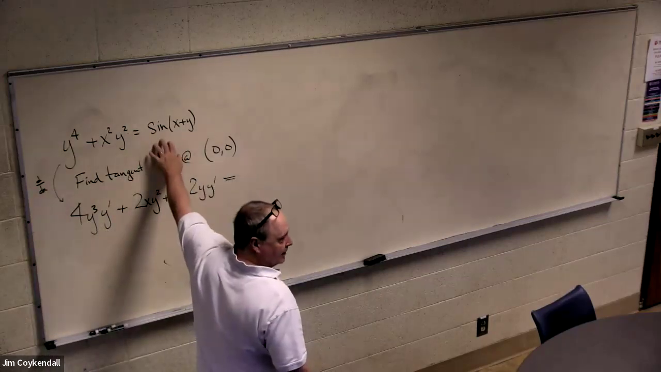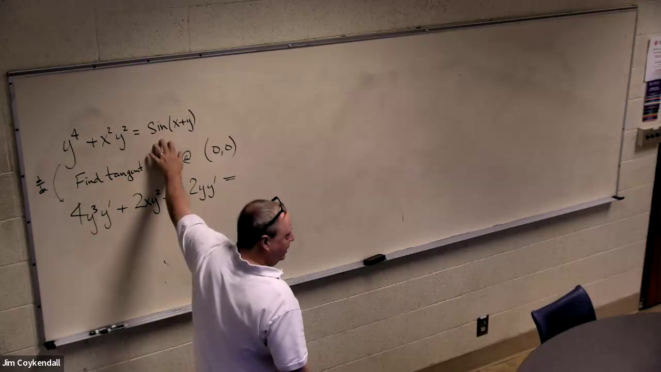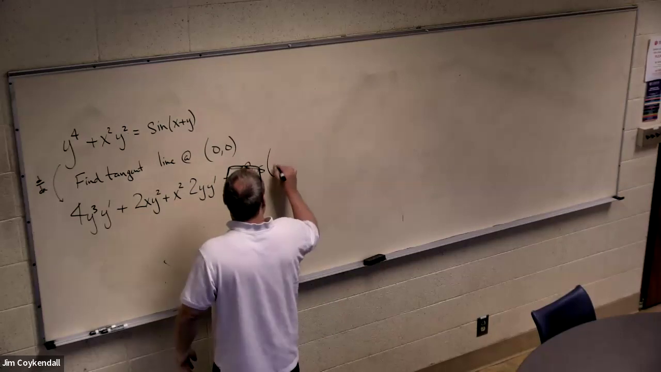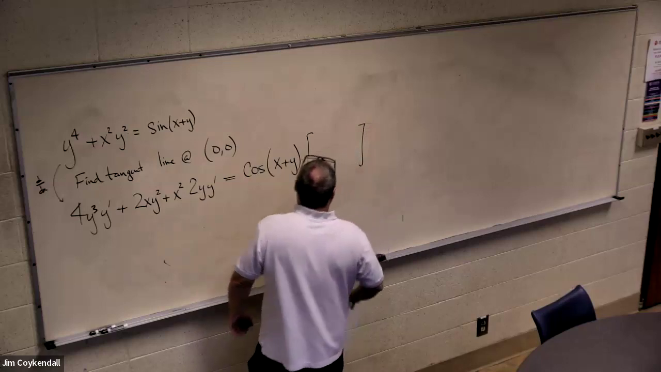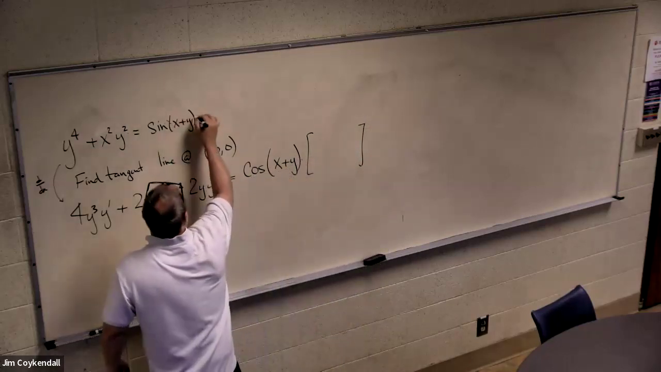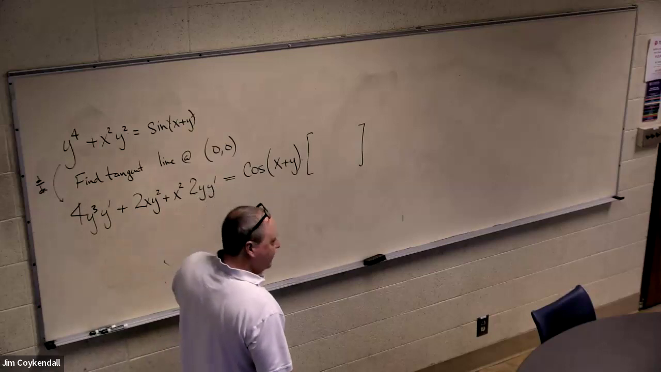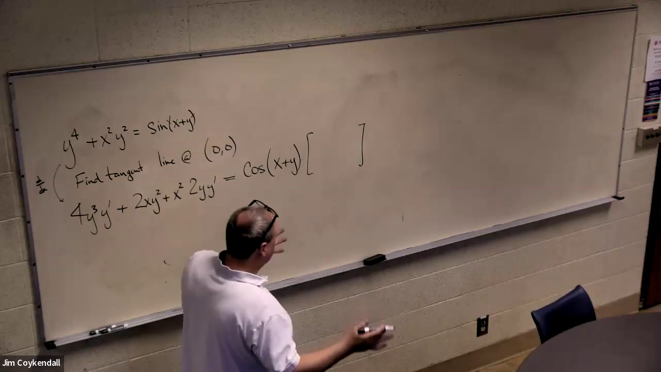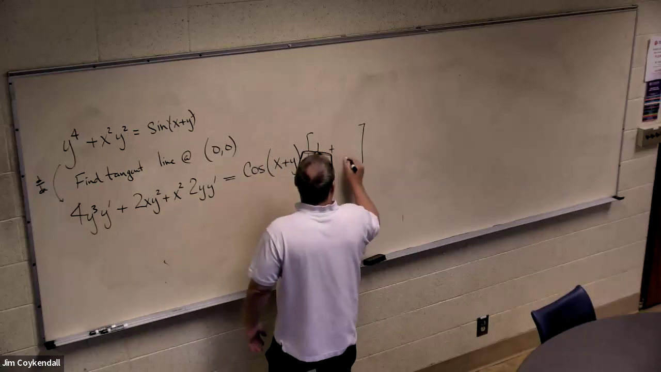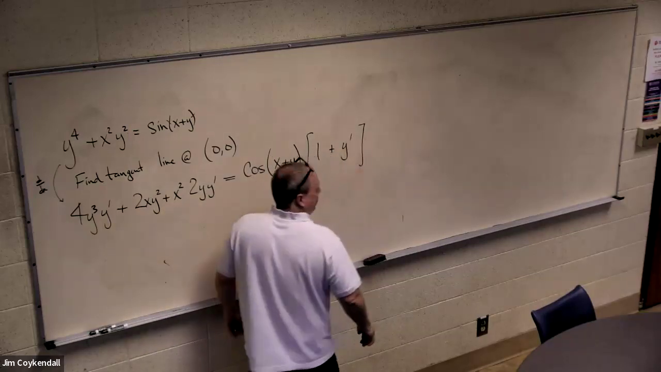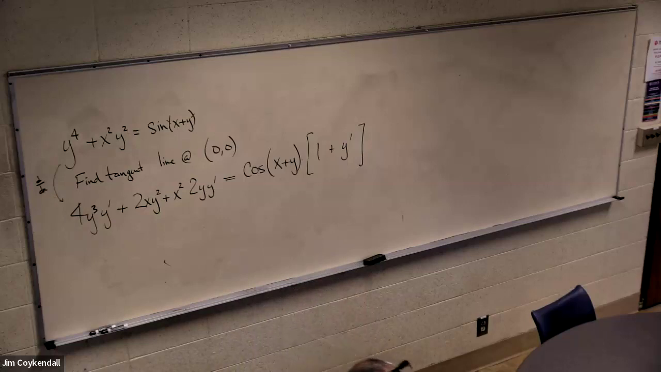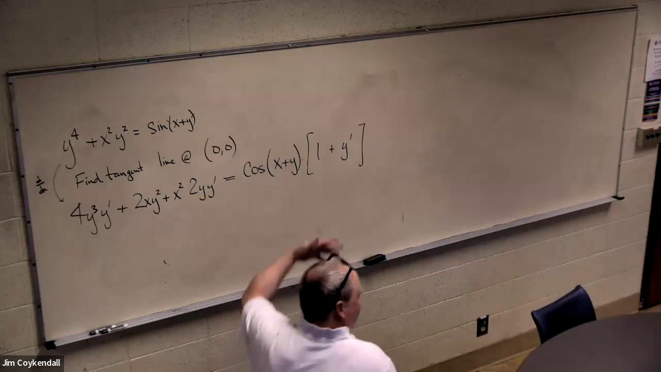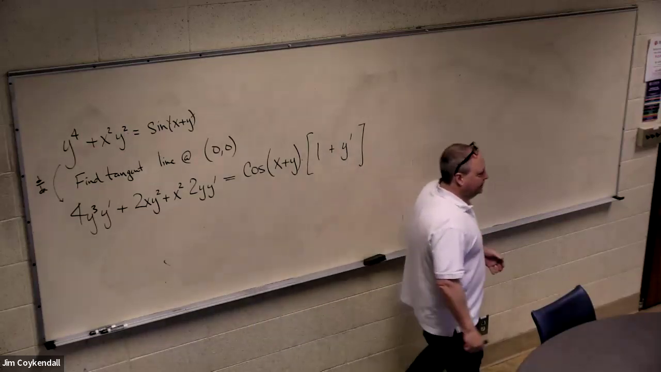Next step, sine of block. What's the derivative of sine of block? Now, the burden is to multiply by the derivative of what you find inside. Derivative of x plus y. The derivative of x is 1, and the derivative of y is y prime. Everybody comfortable with this? What's the next thing to do here? You distribute the cosine and you can solve for y prime, right?